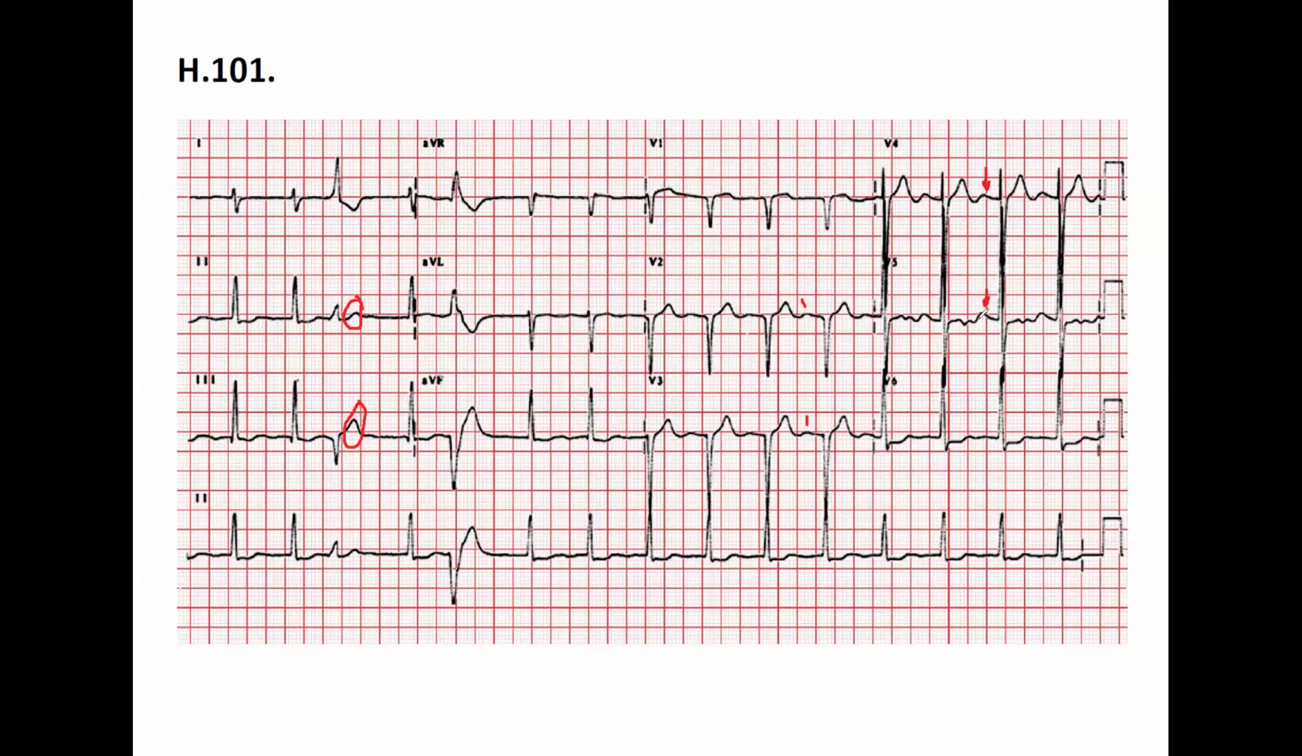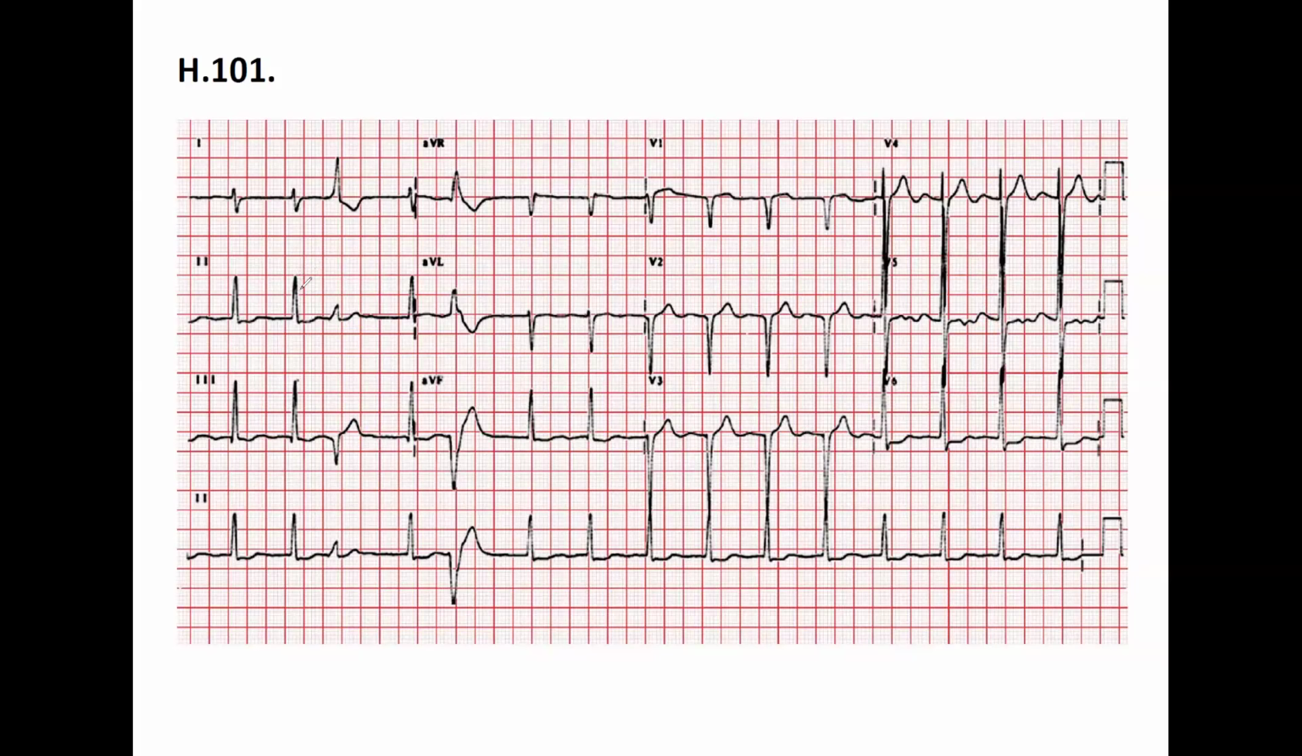Now, if you decide that's a P, you should measure the PR interval, and that's less than 0.2, so that's normal. Okay, fine. Go on. Let's look at the QRS complex. Is it narrow or wide?